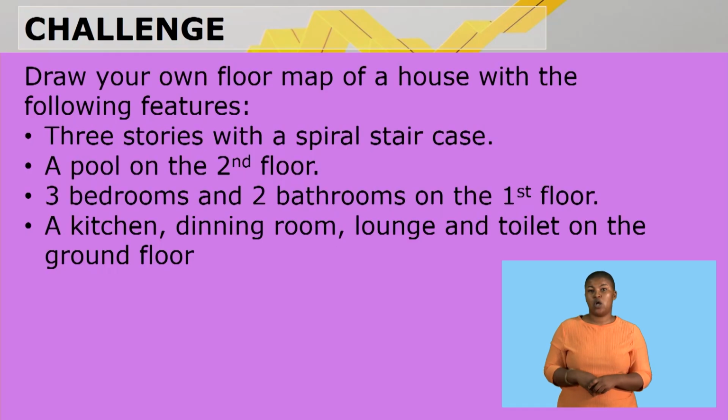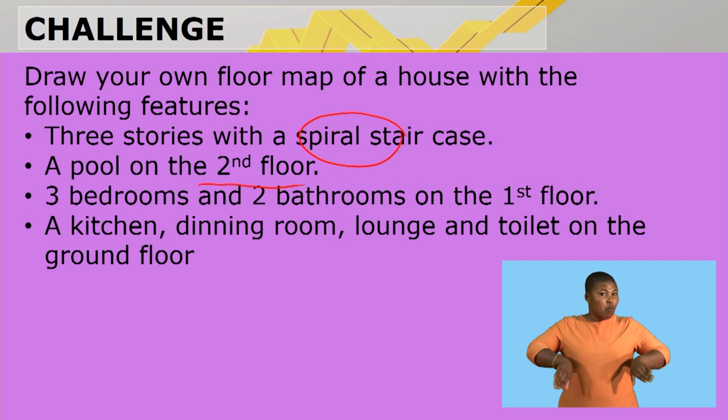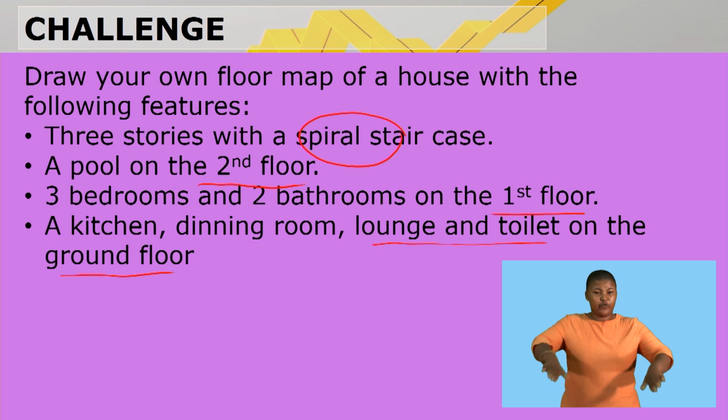And then a challenge. Draw your own floor map of a house with the following features. It's 3 stories with a spiral staircase, a pool on the 2nd floor, 3 bedrooms and 2 bathrooms on the 1st floor, a kitchen, a dining room, a lounge and a toilet on the ground floor. And then just remember, please learn from Mr. Mohapi's mistakes. Use a front door and put some windows in the bathroom.